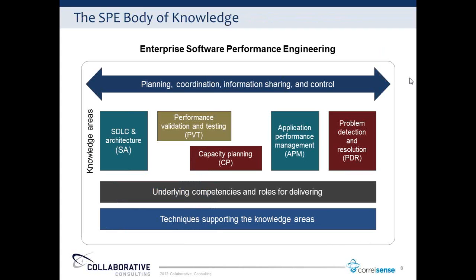So the 5 knowledge areas that we have cover performance in the software development lifecycle and architecture. Of course, there's performance validation and testing, and there's capacity planning, APM, and of course, everybody's favorite, problem detection and resolution. And what supports those are really a set of competencies that align with one or more of those knowledge areas. And then certainly underneath the competencies, we have techniques on how we accomplish some of these things.